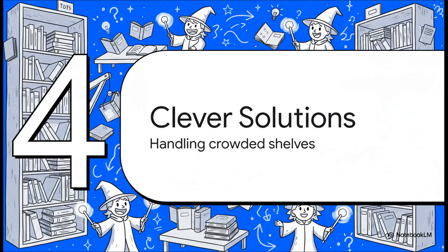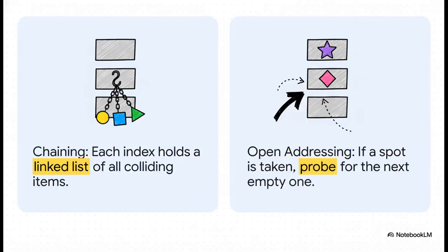This is where computer scientists had to get really creative. So let's look at the clever solutions they came up with. You can think of these as the strategies our magic librarians invented to deal with a shelf that suddenly got way too crowded. There are two main ways to handle this. The first is called chaining. This is kind of like putting a little hook on the shelf. If multiple items are assigned to shelf 5, we just hang them all from the hook at that spot in a little list. The other method is open addressing. With this one, if shelf 5 is already taken, we just look for the next open spot, maybe shelf 6 or 7, and we put the item there instead.